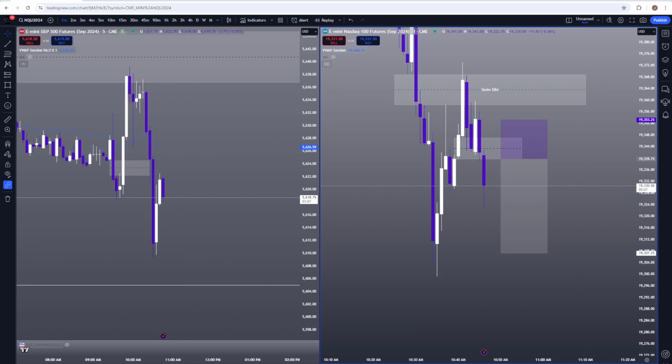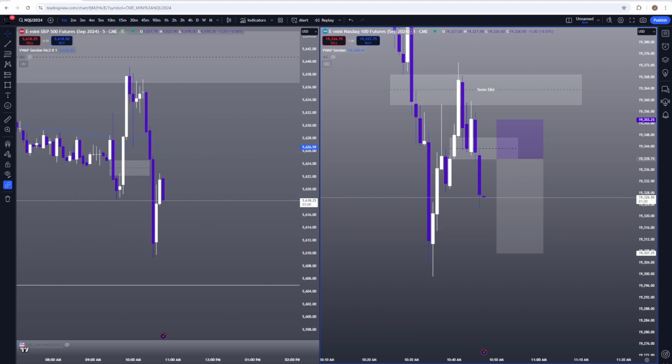Because right now, all I'm seeing is price look. We've had the right idea about pretty much every single move today, but we just have not traded into a level that I'm willing to take a trade off of.